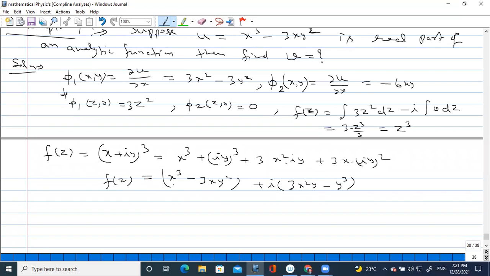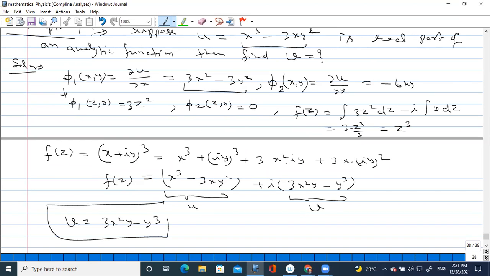So from here we can compare now. This value will be u and this value will be v. So u is the same and v is this. So the answer is v is equal to 3x square y minus y cube. So like this you can apply. If v is given, you can put it in the second formula. Okay, so you can test it.